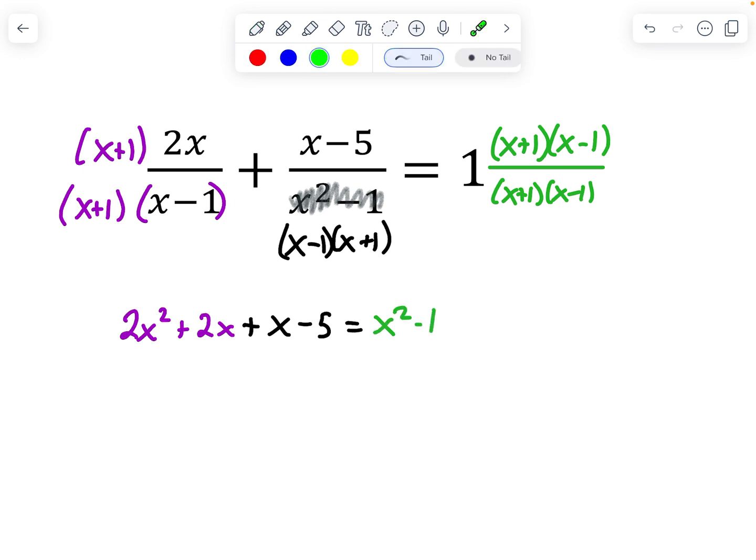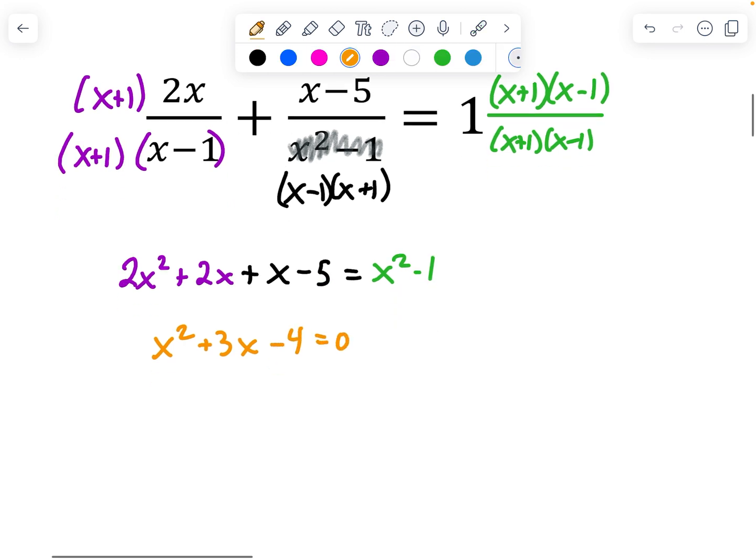And now we have a quadratic, so I'm going to move both of these to this side. Subtract x squared from the green, x squared from the purple, giving us x squared. Combine the x's right here to get plus 3x. And then add the green 1. So add this to both sides, giving us minus 4 equals 0. Now we can double bubble into x plus 4 times x minus 1 equals 0. And that gives us x equals negative 4 or positive 1.